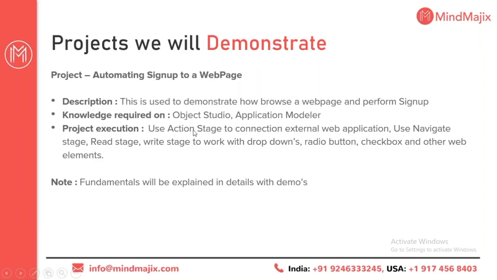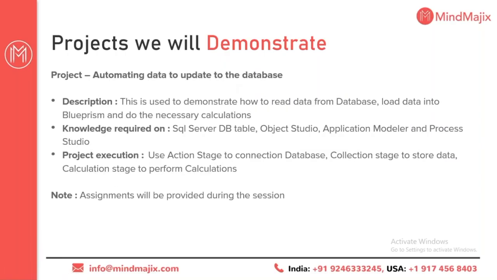Project execution: use action stage. I told you, the action stage we use to connect to any external application. For an external application, we use the action stage. We use the navigate stage, the read stage, the write stage, and some other stages to handle exceptions. There are chances an exception may occur whenever you browse a page, access the page, send inputs and get outputs, so we need to handle the exceptions. We work with radio buttons, checkboxes, and any other web element. It could be a text box or buttons or some other web elements. We'll be covering all the fundamentals before stepping onto these examples or demos. Another project: automating updating data to the database.